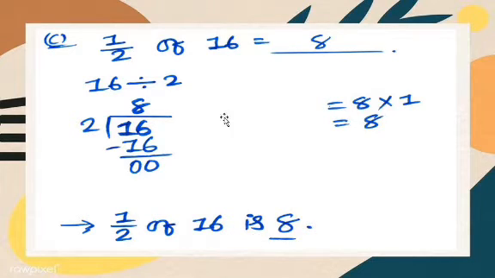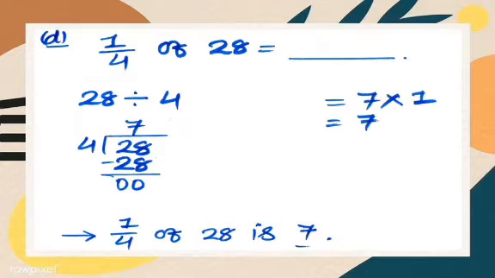Now 1 upon 2 of 16 is 8. Understood? So 2 eights are 16. Here we got the 8. 8 multiplied by the numerator, 8 ones are 8. So 1 upon 2 means 1 half of 16 is 8. Okay, now we move on to question number D.